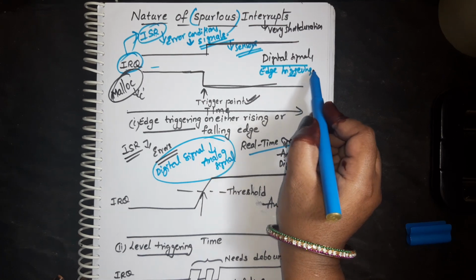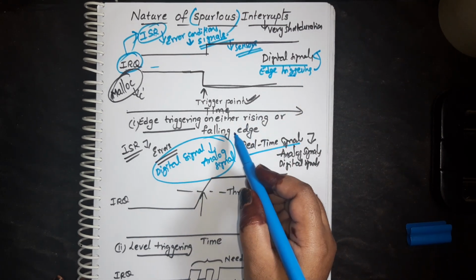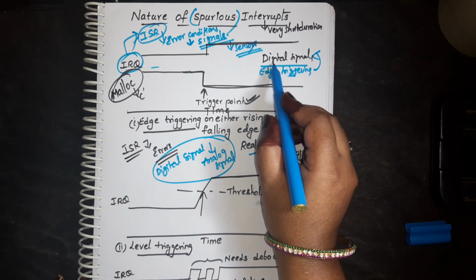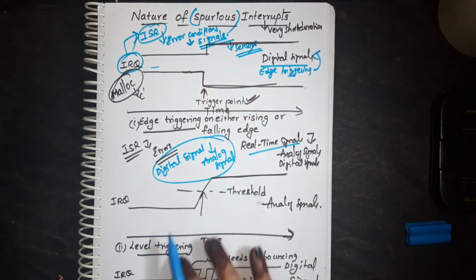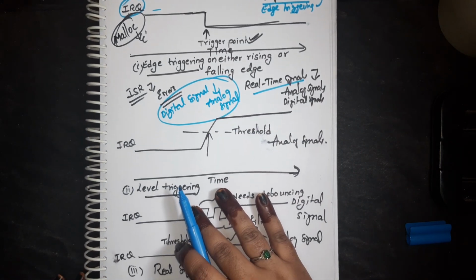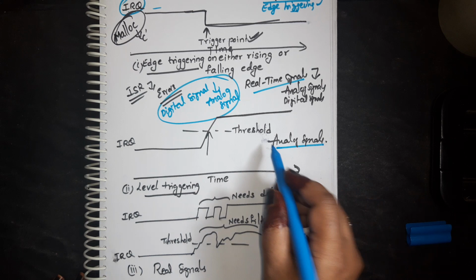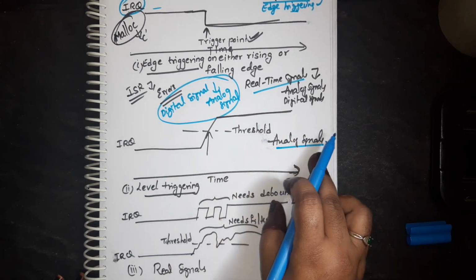These edge triggerings can generate the signals to the sensors. Those are what we call digital signals. And the second one we are going to call analog signals. The second type is called analog signals.